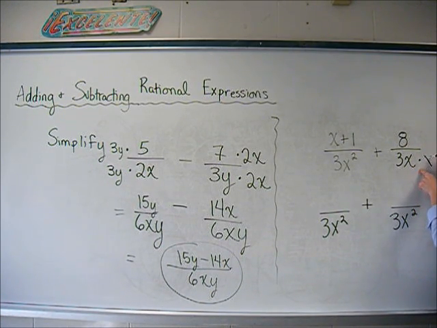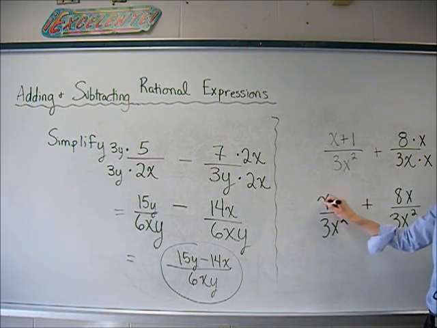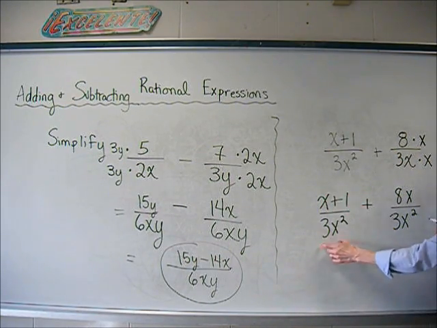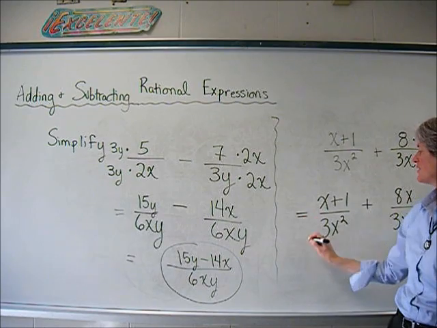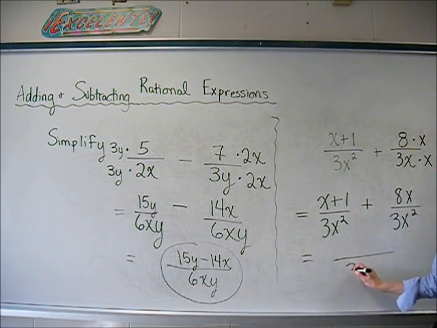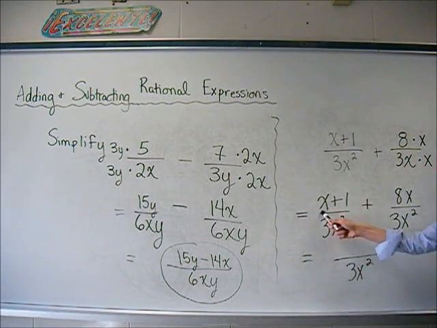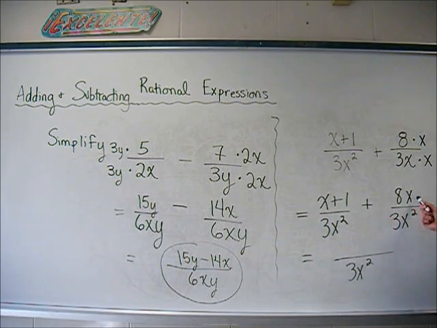So this guy needs another x to turn it into 3x squared. So if I'm multiplying the denominator by x, I'm going to multiply the numerator by x, and that is my equivalent fraction. This guy didn't change, which is just fine, because I have a common denominator. So let's go ahead. 3x squared. Let's see, I have an x plus 1 plus 8x. That x and that 8x give me a nice 9x plus 1.